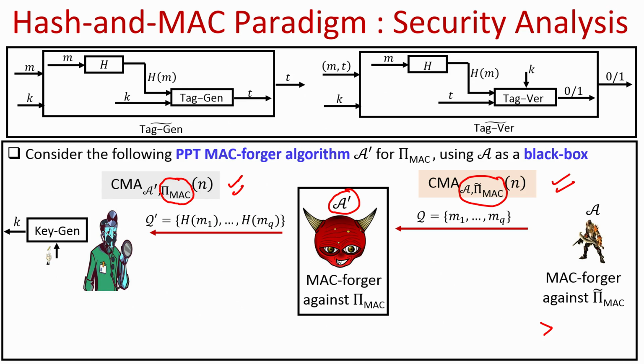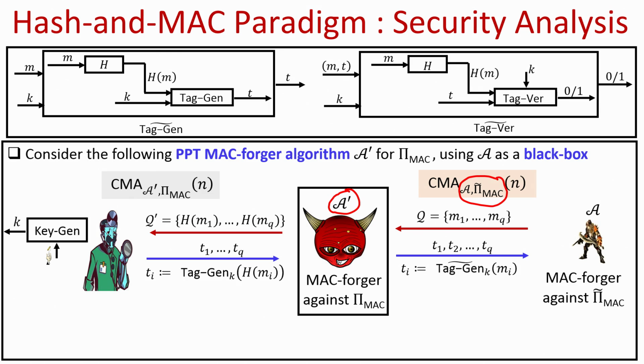And as per the rules of the CMA game, the verifier of the CMA game against the fixed length MAC generates a key, and it responds by computing a tag on the hash of each of the messages submitted by the adversary A'. Now, adversary A' has to respond to the queries which the adversary A has raised. So, it supplies the same response to the MAC forger as it has received from the verifier in the CMA game against the fixed length MAC.